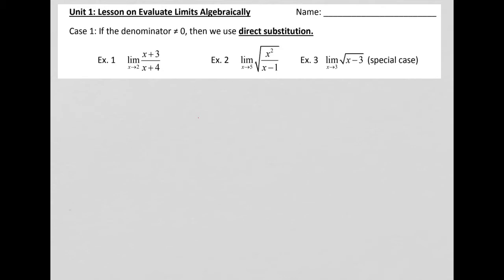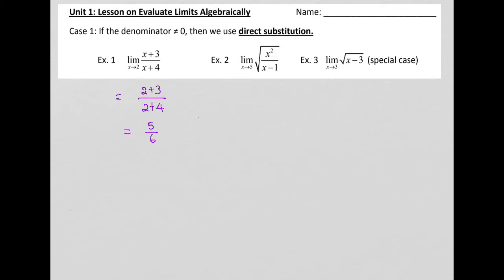When x approaching to 2, if you put 2 in the denominator, it will be 2 plus 4, which is not a 0. That means we can do direct substitution. So we can write this equals 2 plus 3 over 2 plus 4, which is going to be 5 over 6.